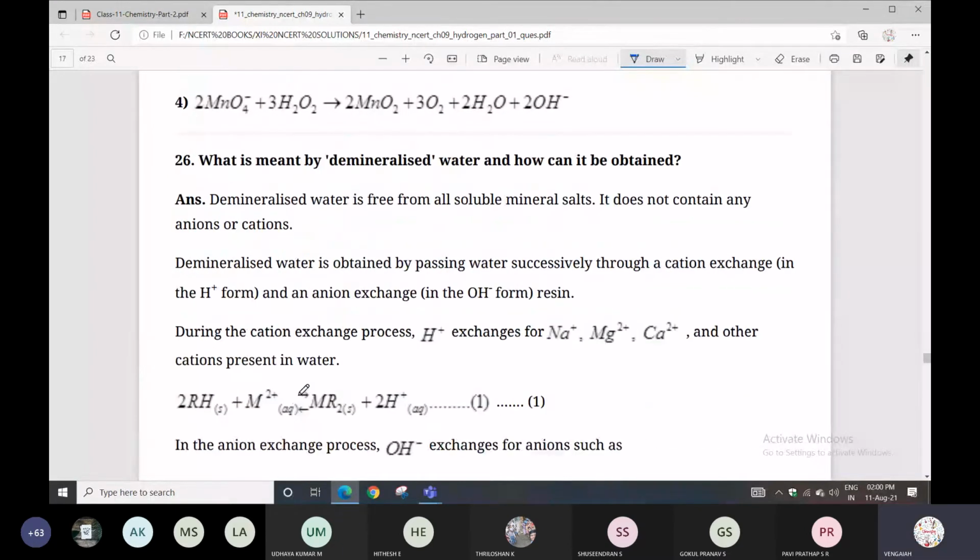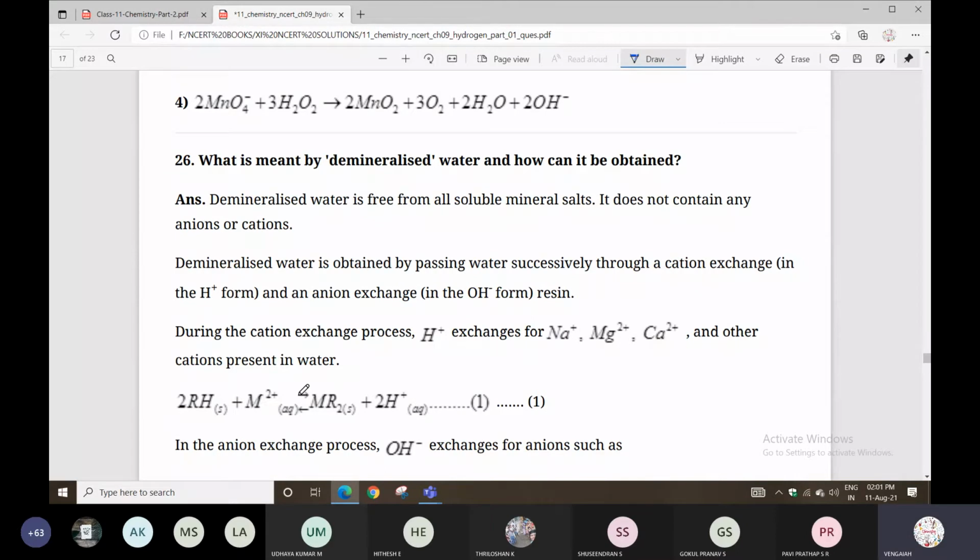Next one is what is meant by demineralized water and how it can be obtained. Demineralized water is nothing but water that is free from all soluble mineral salts, so it does not contain any anions or cations.